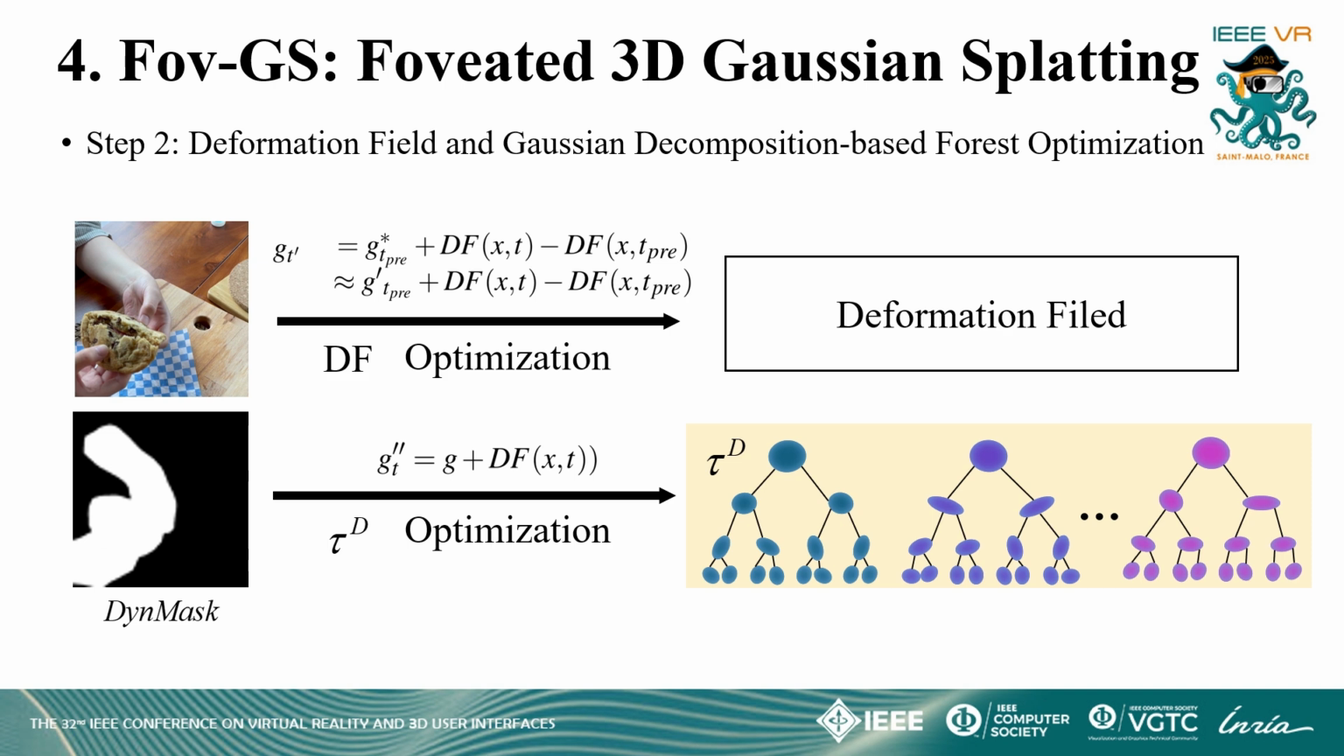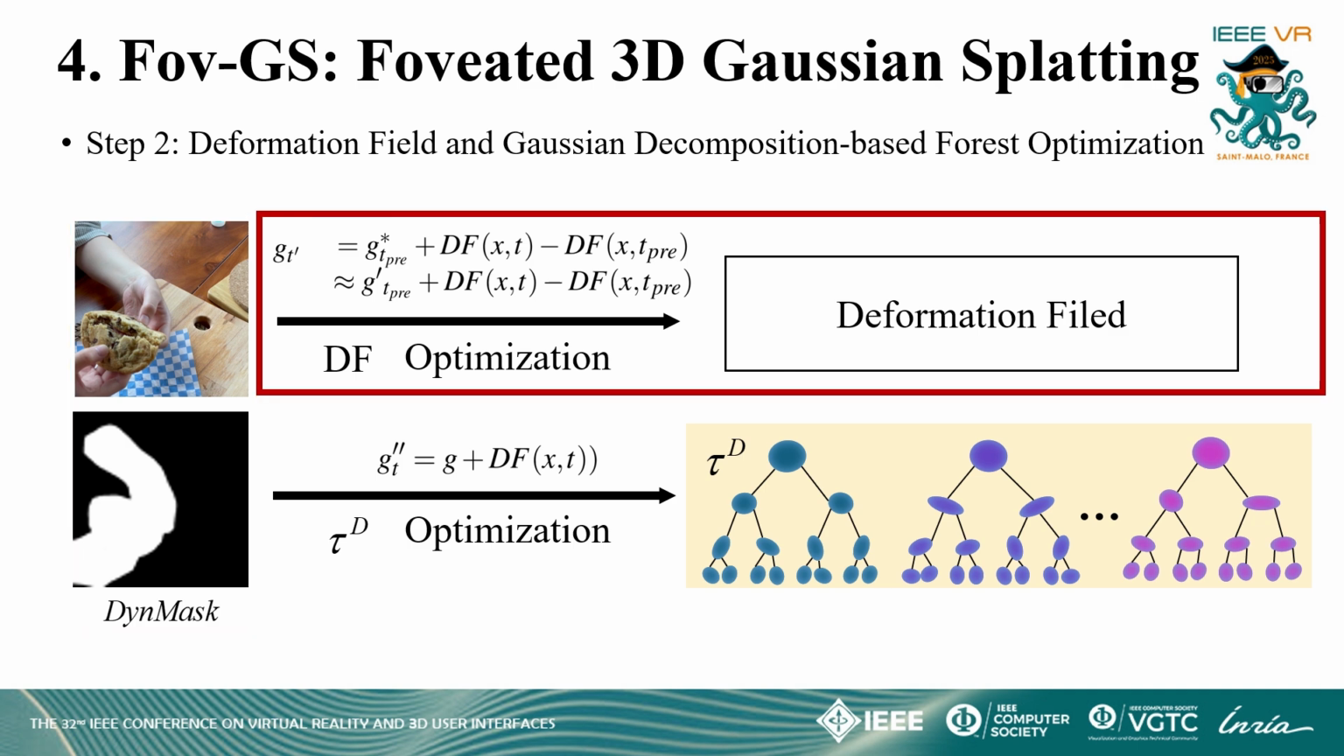To be specific, we first perform a masking operation on the ground truth image based on the dynamic mask, because the deformation field and dynamic trees should only model the dynamic objects. Then, we assume that the Gaussians at time t-1 have been perfectly optimized. Therefore, the image loss at the current time is solely due to the inaccuracy of the deformation field, and we optimize the deformation field based on this loss.